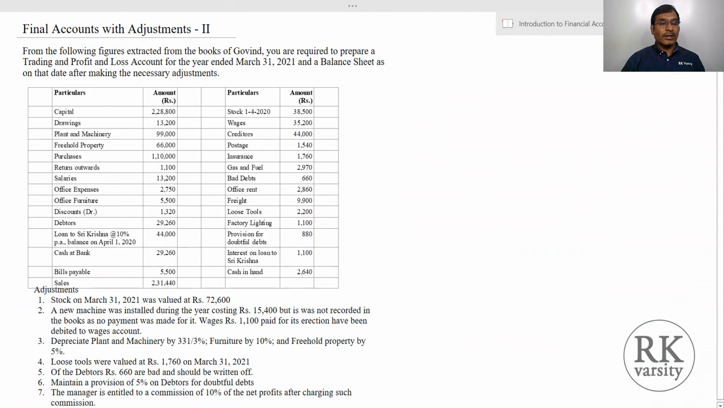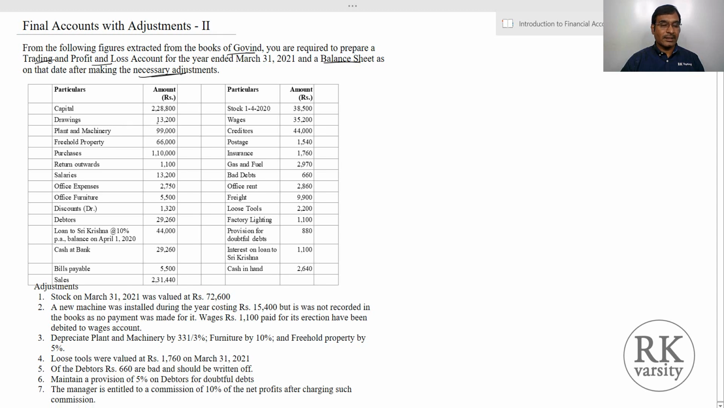The following are the figures extracted from the books of Mrs. Gobind, and you are required to prepare the trading account, profit and loss account and a balance sheet, making necessary adjustments. So here we have adjustments. First we look at each item and classify them into which accounts they belong to. Capital is equity and appears in the balance sheet. Drawings is to be adjusted with capital, that is equity, in the balance sheet.